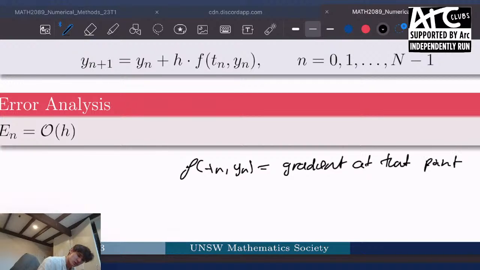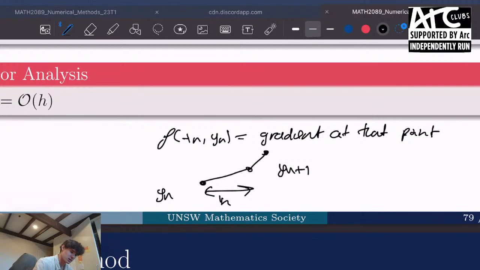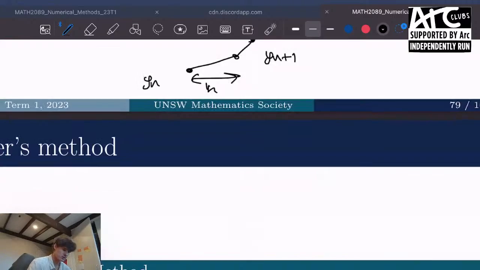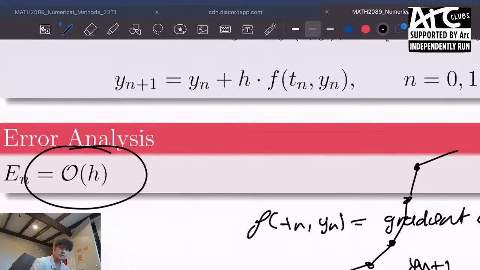Okay, so what we're using is the fact that, say we have some point here, so that's y_n. What we're doing is saying that the point y_{n+1} is exactly just h times the gradient, where the distance here is h. That gives us some process that looks like this. Now, there may be errors involved. Specifically, the error is O of h.